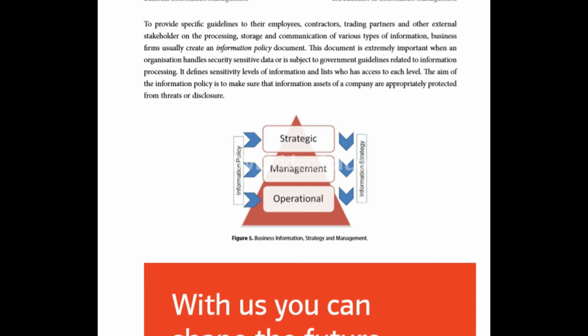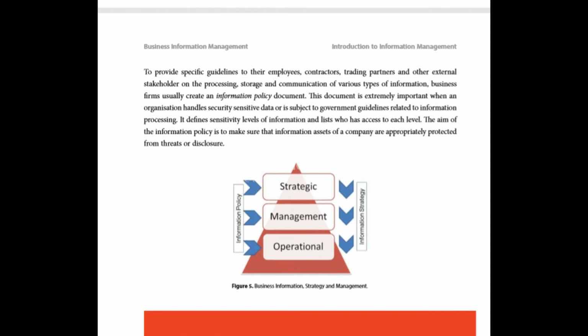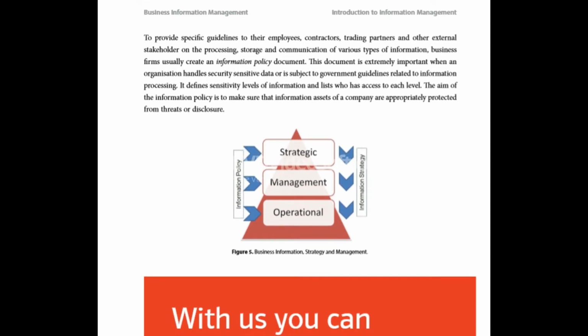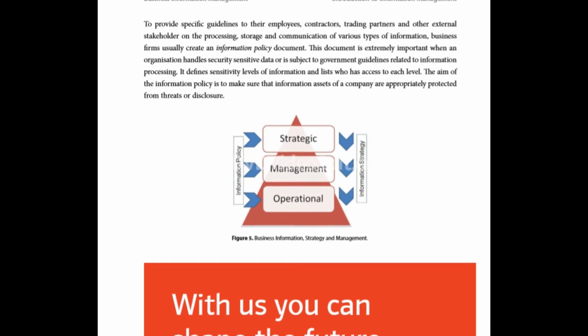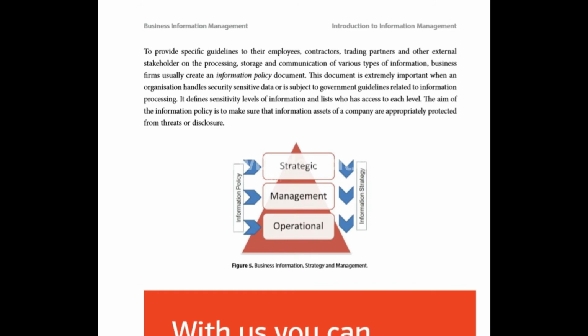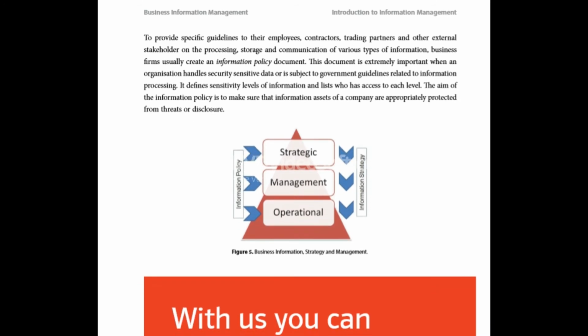The aim of the information policy is to make sure that information assets of a company are appropriately protected from threats or disclosure. Obviously, normally there are security sensitive data for the running of a business itself. So the information policy needs to be documented well at an operational level and at the management level and also at the strategic level.